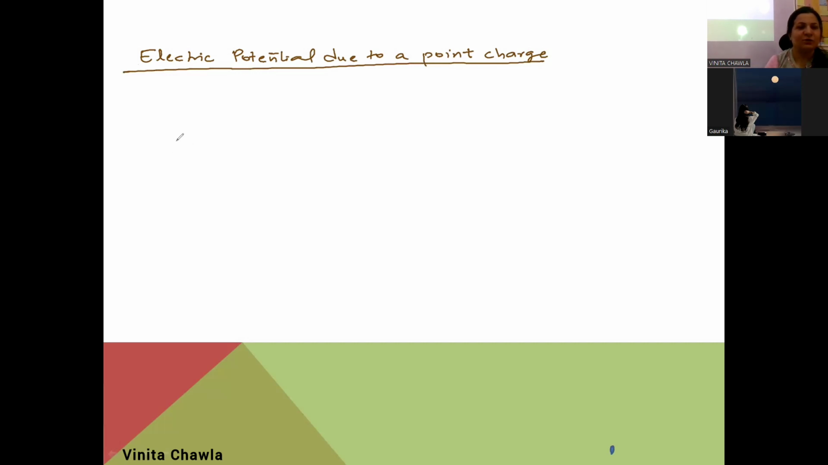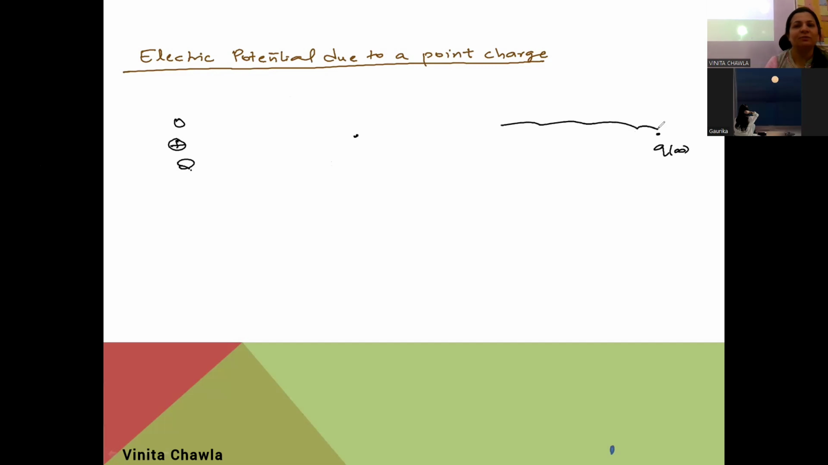Suppose we have a charge Q here at origin. Let's consider this point as origin. And we have a small charge at infinity. Electric potential is the amount of work done in moving the charge, unit positive charge, from infinity to a point P in the electrostatic field of given charge, right? This is how we find electric potential.